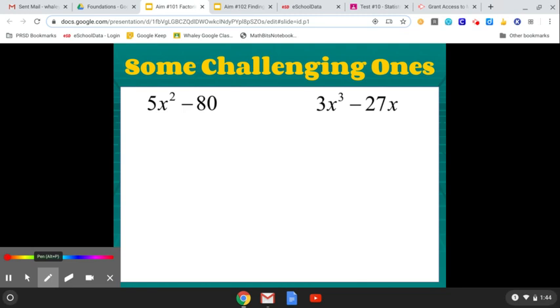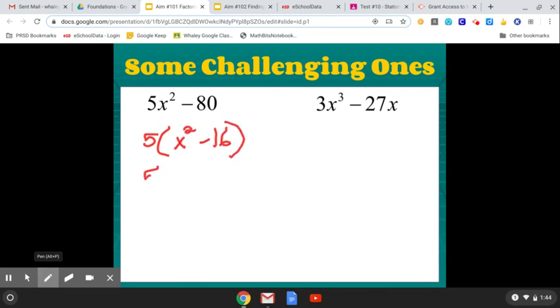The directions would say factor completely. I didn't put that here, but they would say that. So the GCF here is simply 5, and I'm left with x squared minus 16. Now, x squared minus 16 is the difference of two perfect squares, so x plus 4, x minus 4. And I don't forget that 5. Don't forget that, okay? It's still one of the factors.